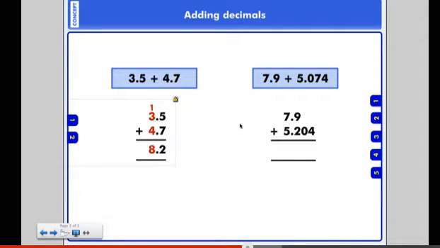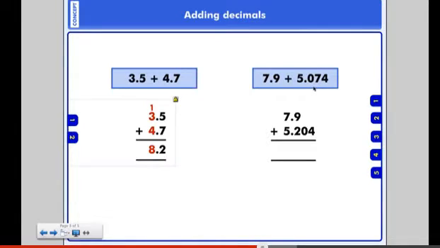Let's take a look at example number 2. Again, make sure you're copying these into your notes. Okay, well, step 1, I need to make an estimate. 7 and 9/10. I'm going to round that to 8. Plus 5 and 74 thousandths. I'm going to round that to 5 if I follow my rounding rules.